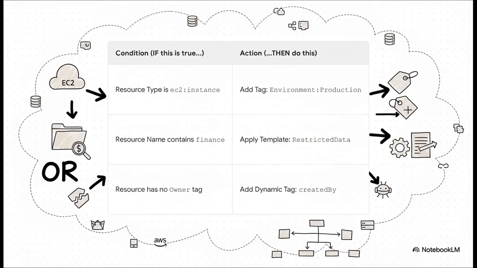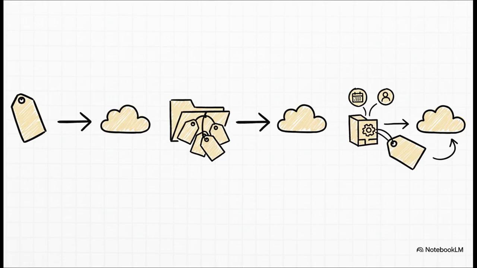It supports complex logic with and/or conditions, and it works across more than 100 different AWS resource types. It's got you covered. The actions you can take are also super flexible. You can apply simple static tags, or you can use one of over 22 built-in templates for common things like cost centers. Or, and this is where it gets really smart, you can use dynamic tags. These can intelligently pull metadata, like who created a resource and when, to give you this rich, automated context without anyone having to lift a finger.